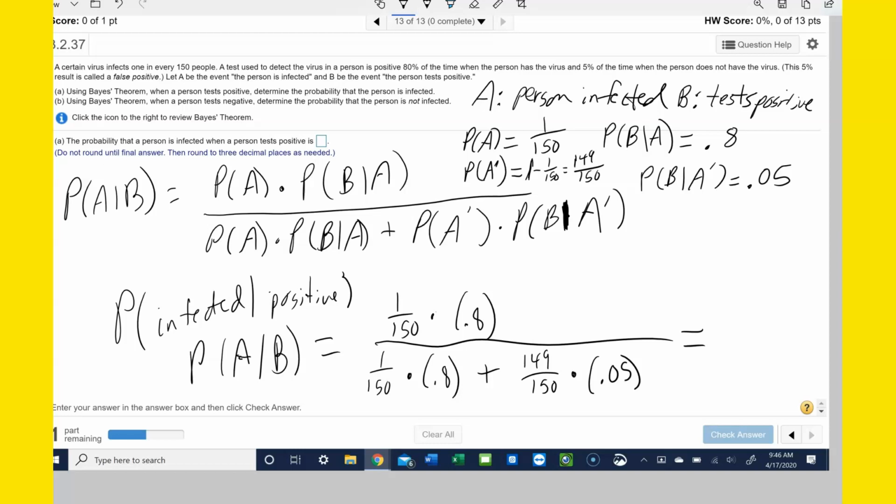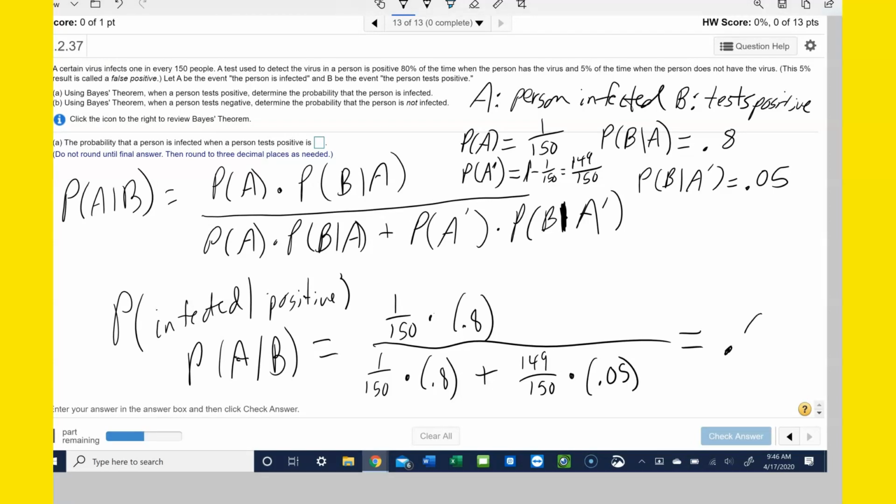And let me pause this and do that calculation. So the actual probability that you are infected, even if you test positive, is actually 0.097. Okay, 0.097. So there is less than a 10% chance of actually being infected, even if you do test positive.